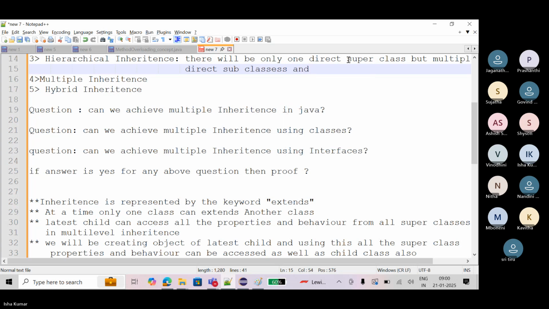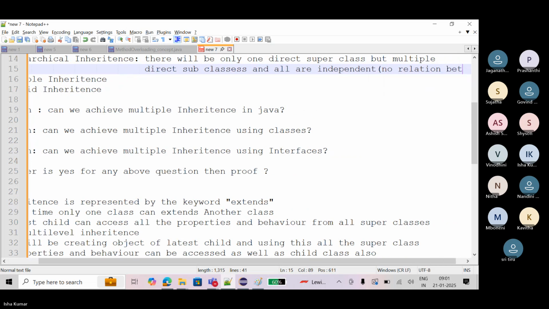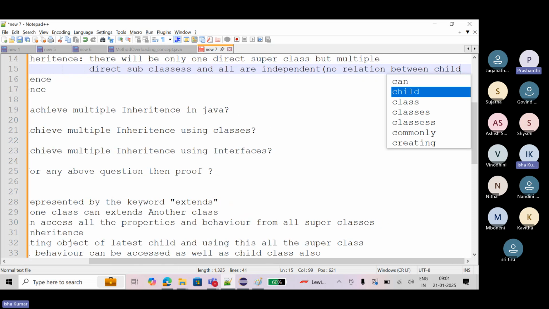and all are independent. Understood? Is this line clear? All are independent means individually they are extending, inheriting the properties from the superclass directly. Okay? No relation between child classes. Is it okay now?